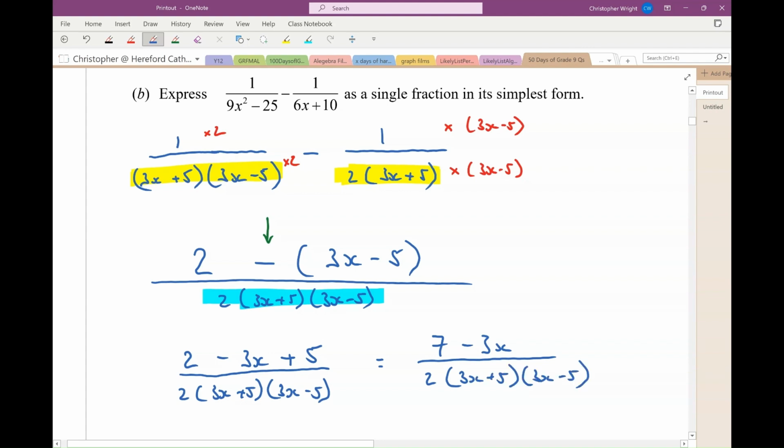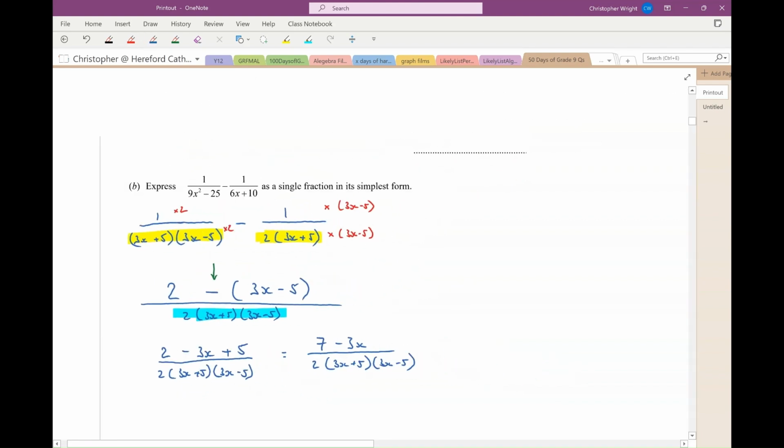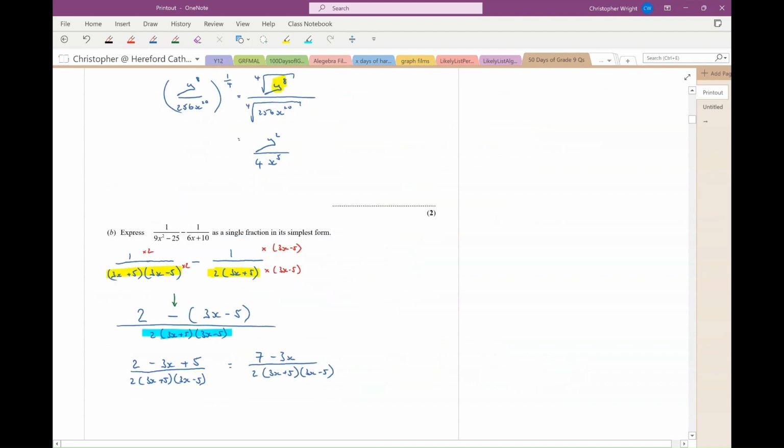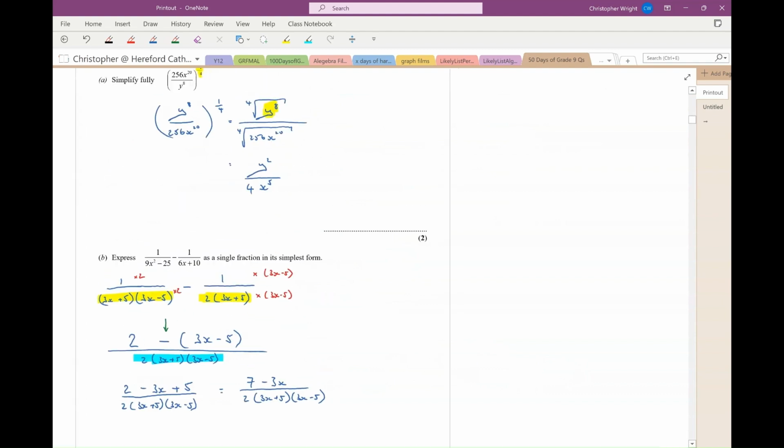Now, yes, you could multiply out those brackets on the denominator, but you don't need to. You'll get full marks for that answer there. And that is question 3 sorted.